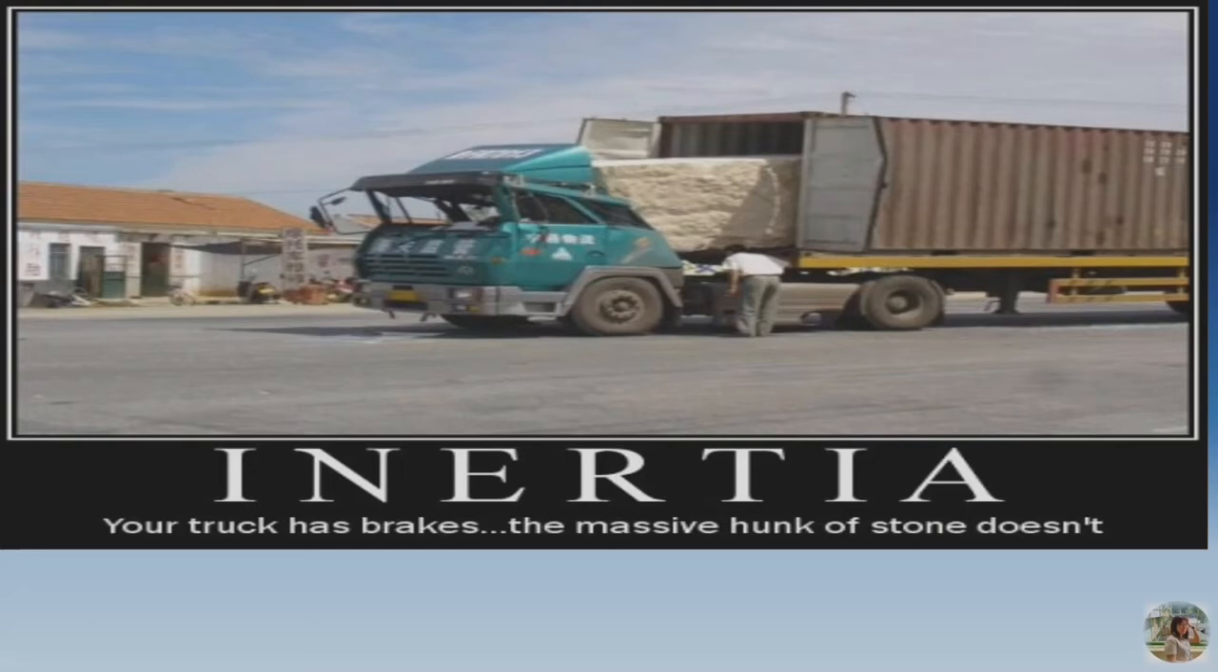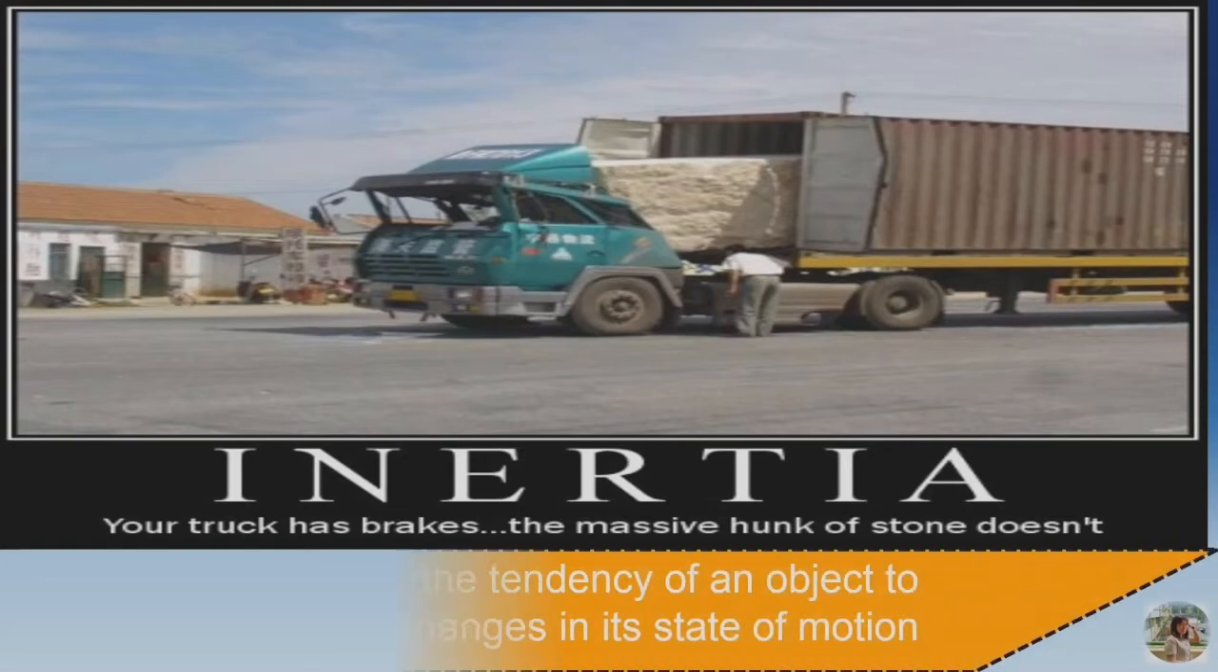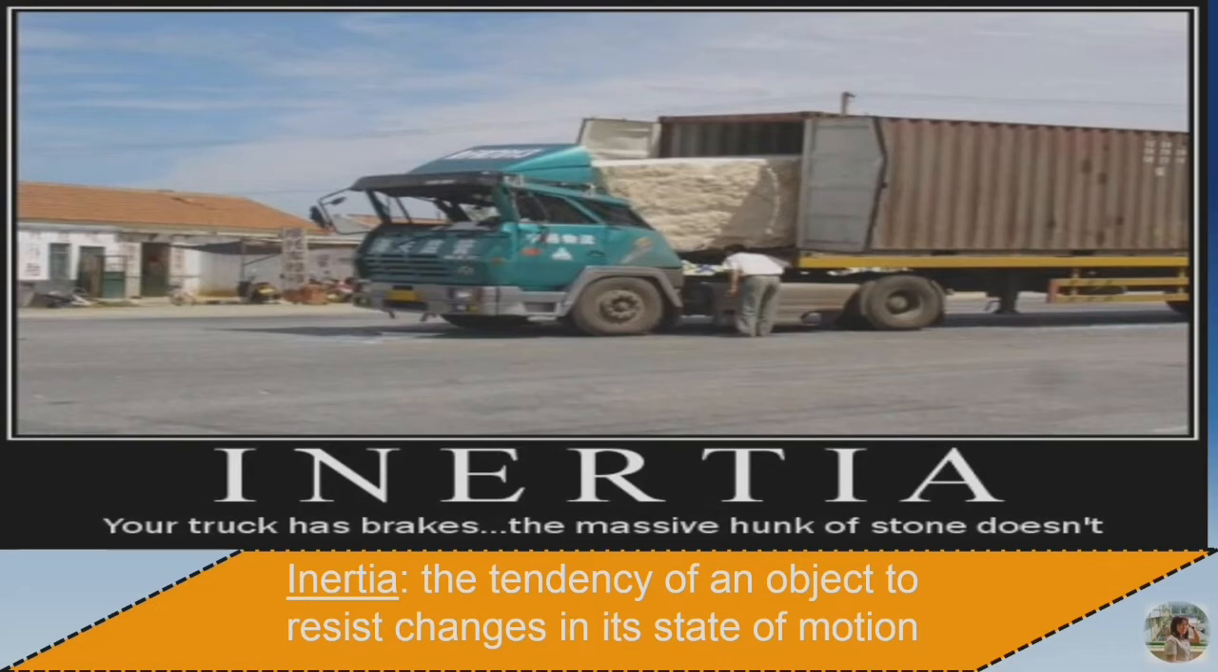Your truck has brakes, the massive hunk of stone doesn't. As I said a while ago, when the car is moving, the body or object inside of it is still moving at the same speed the car has. In this case, we can define what inertia is. Inertia is the tendency of an object to resist changes in its state of motion. It explains that the greater the mass of an object, the greater the inertia.